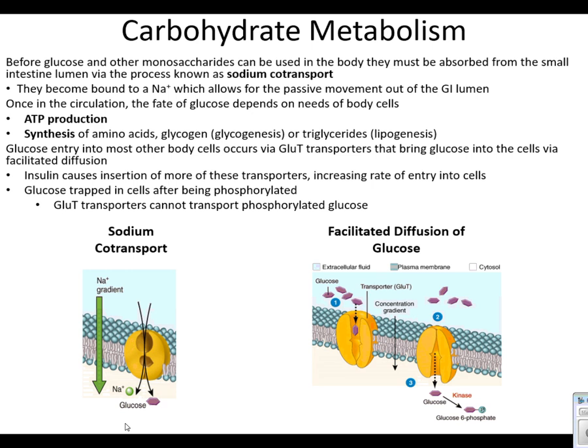glycolysis, which is the breakdown of glucose to form ATP. That would be an example of catabolism. This is a breakdown. We can also perform anabolic reactions related to carbohydrates. Okay? And that's what glycogenesis is.